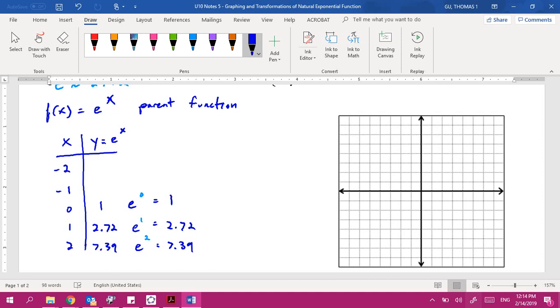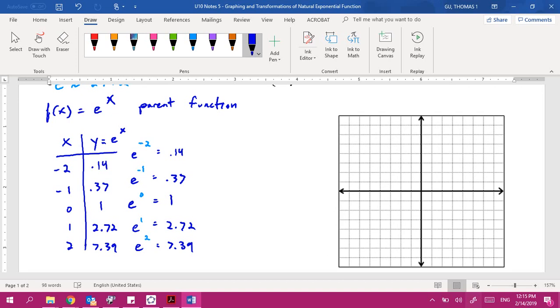Let's go in the other direction. E to the -1. Once again, you probably have to use your calculators for this one. E is about 2.72, right? E to the -1 is 0.37. That's right. And let's just go one more. E to the -2 would be what? 0.14, that's right.